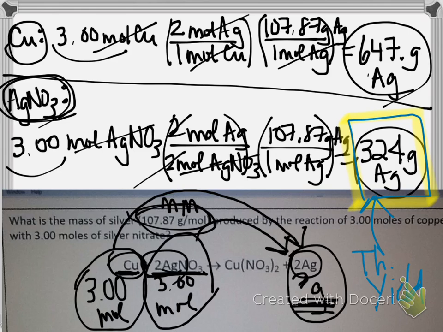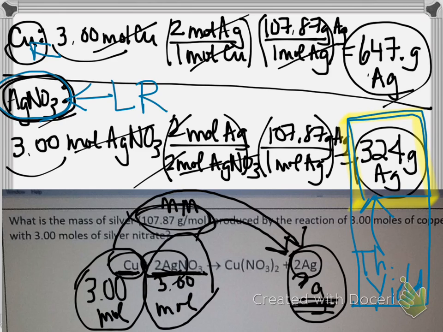What does the question ask us? It says, what is the mass of silver produced? The theoretical yield, the amount of silver produced in this reaction, if you combine the copper and the silver nitrate, would be 324 grams of silver. That's the product. That's your theoretical yield. All right. Because the theoretical yield came from all of the silver nitrate reacting, silver nitrate then is called the limiting reagent. The copper then would be considered the excess reagent.